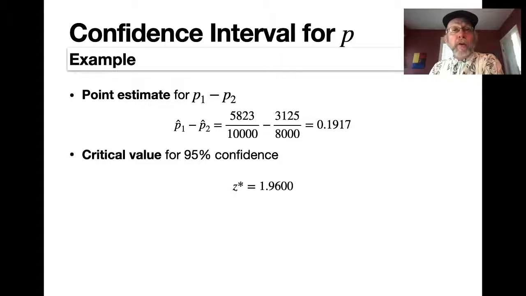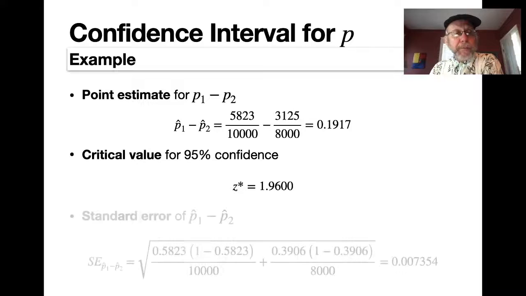Our critical value for 95% confidence comes from the standard normal distribution, and we've seen this particular confidence level so often you probably just remember that it's 1.96, but you would find this using software just by looking at the upper bound of the middle 95% of the standard normal distribution. So we have z star as 1.96.